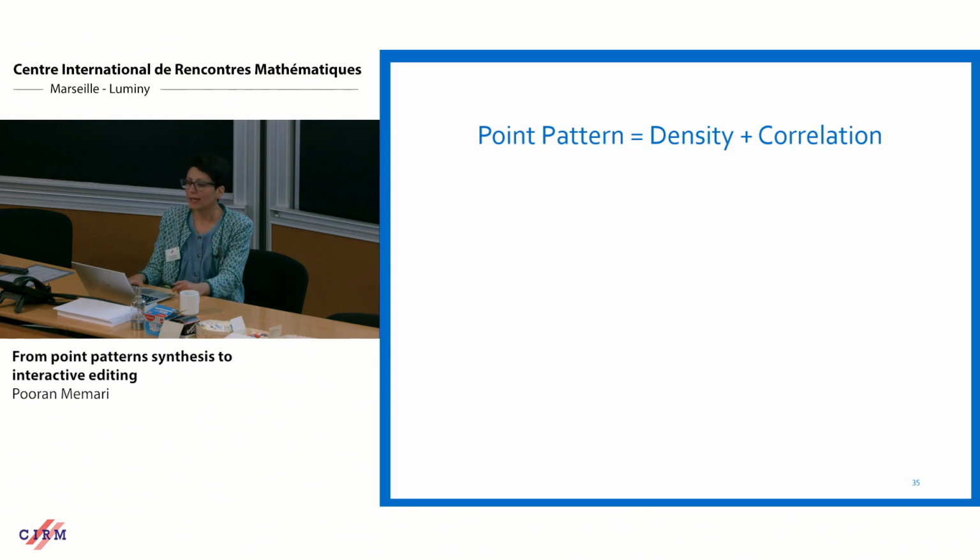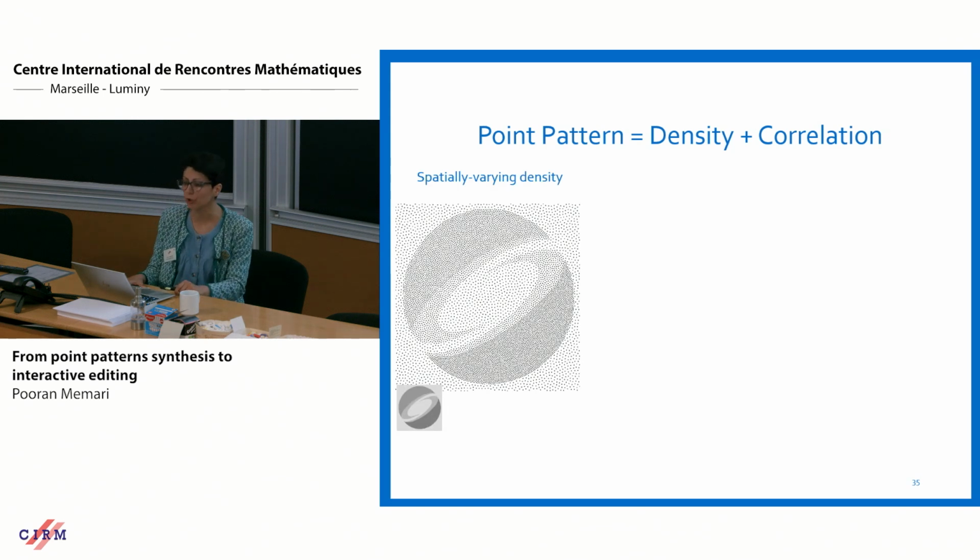So in order to present the solution that we are suggesting, I need to come back to some basic notions. A point pattern consists of density plus correlation. For example, if you look at this point pattern, you can see that it's mainly blue noise, so it has a spatially varying density, but the correlation between the points is exactly the same.